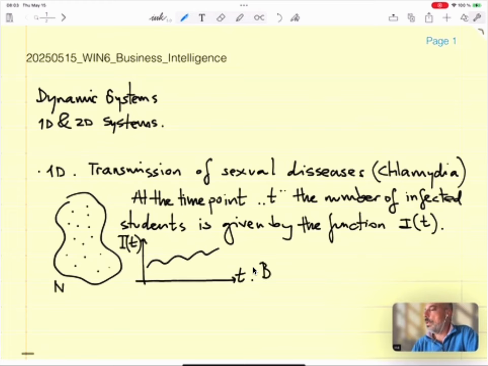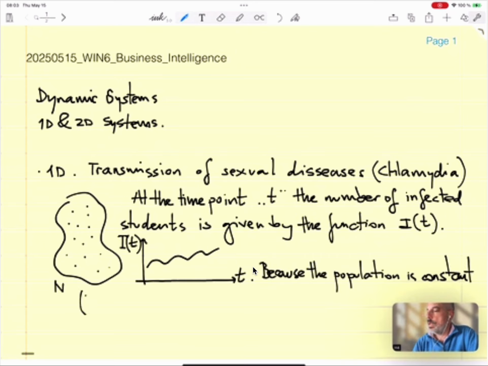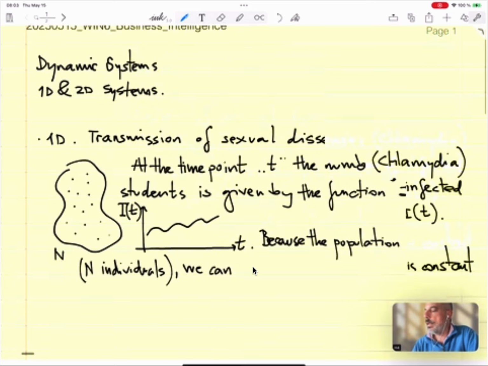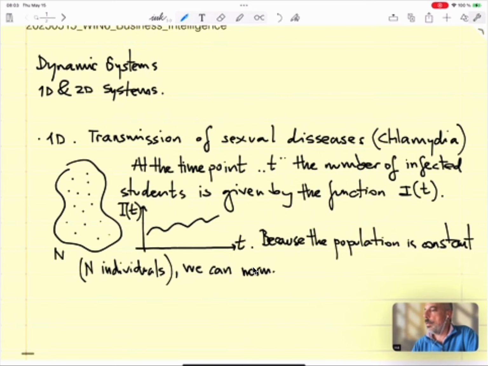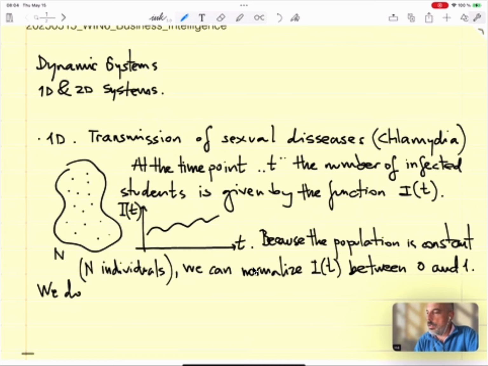Because the population is constant, n individuals, we can normalize I of t between 0 and 1. We do so by dividing I big by n.